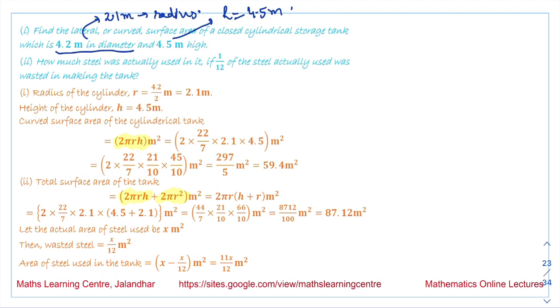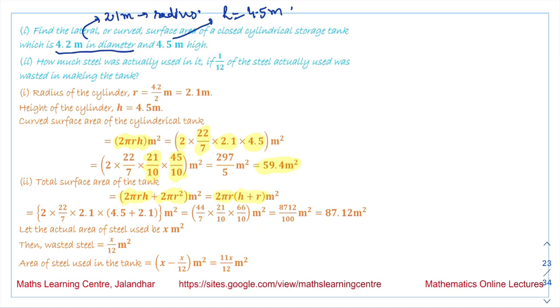When we substitute the values in these two formulas, it is 2 into 22 by 7, the radius is 2.1 and the height is 4.5. On solving, we write 2.1 as 21 by 10 and 4.5 as 45 by 10, and we get that the curved surface area is 59.4 meter square. Similarly, for the total surface area, we take 2 pi r common and are left with h plus r.